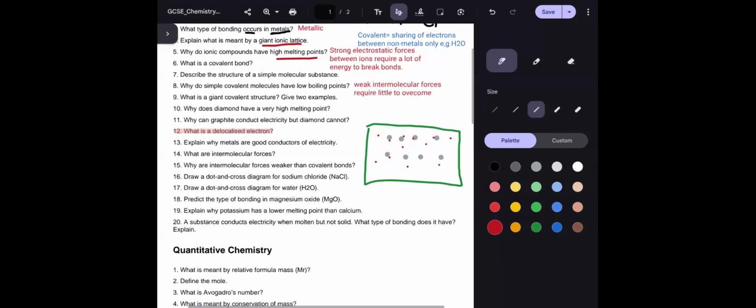right? Then it says, explain why metals are good conductors of electricity, right? So remember, I said the electrons carry a charge, right? And so that charge allows electricity and heat to travel through the metal. And because of that, metals are able to conduct electricity. The electrons carry the charge.